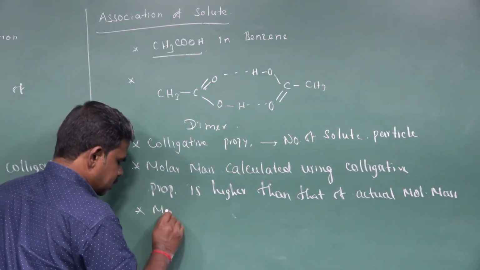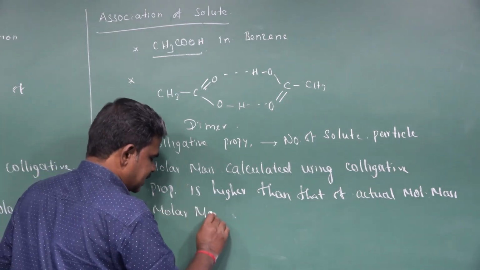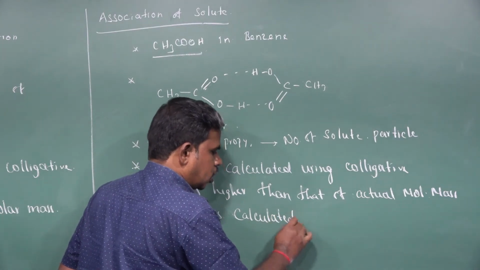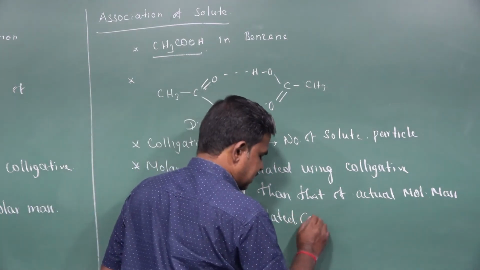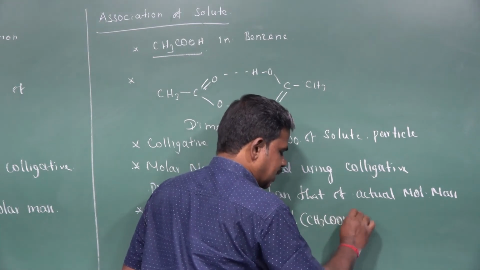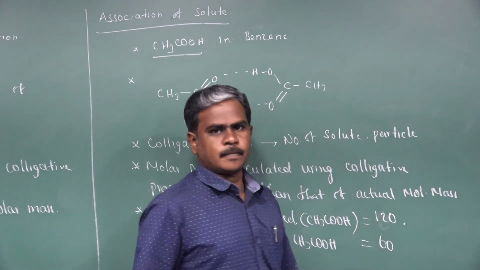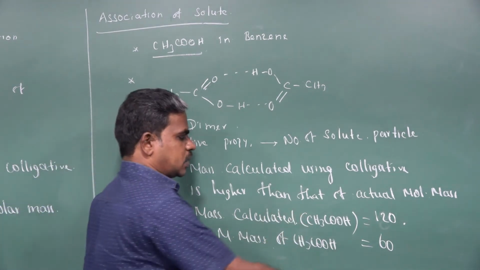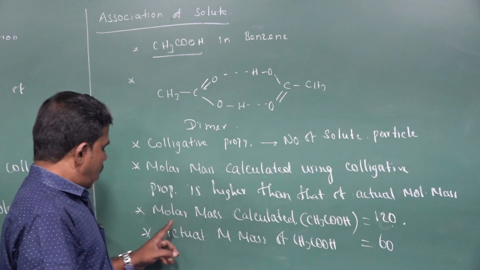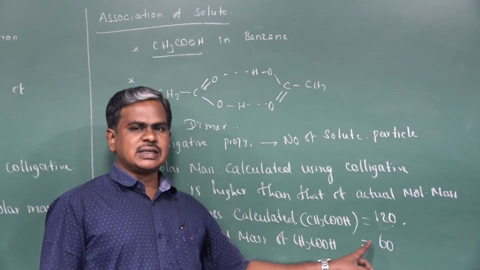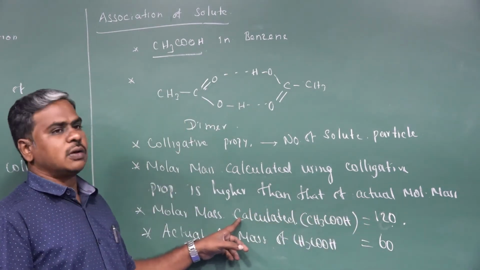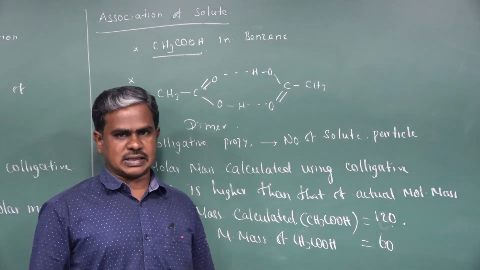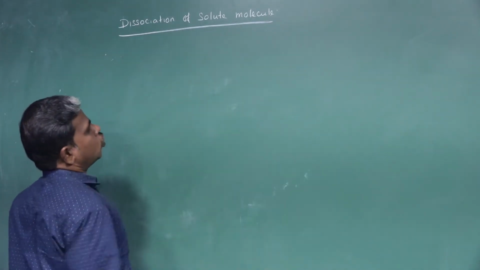So the molar mass calculated using colligative property of acetic acid is 120. The actual molar mass of acetic acid is 60. So here the calculated molar mass is higher because of association of acetic acid. Now, dissociation of solute particles.